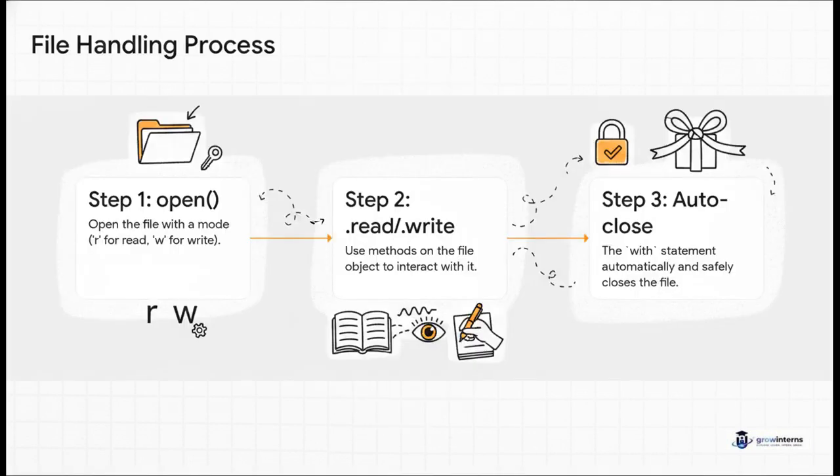So let's just quickly recap that process. Step 1, you use with open and you tell it if you want R for read or W for write. Step 2, inside that block, you do all your work, reading, writing, whatever. And step 3, there is no step 3 for you. As soon as the block is done, Python handles all the cleanup. It's a clean, super reliable 3-step process every single time.